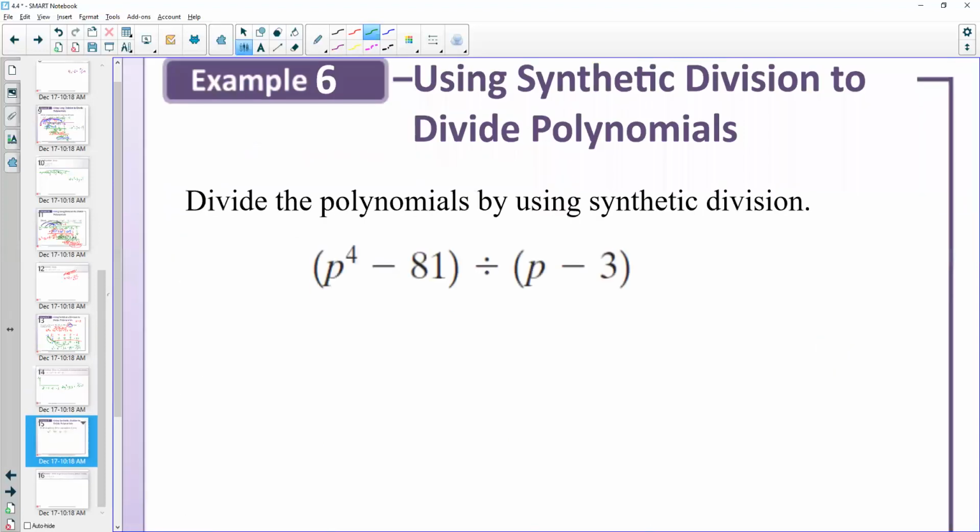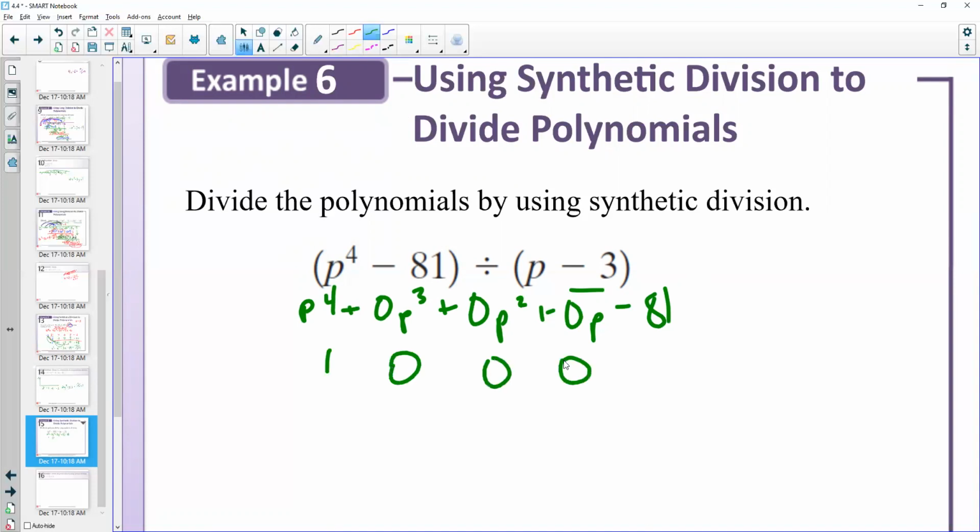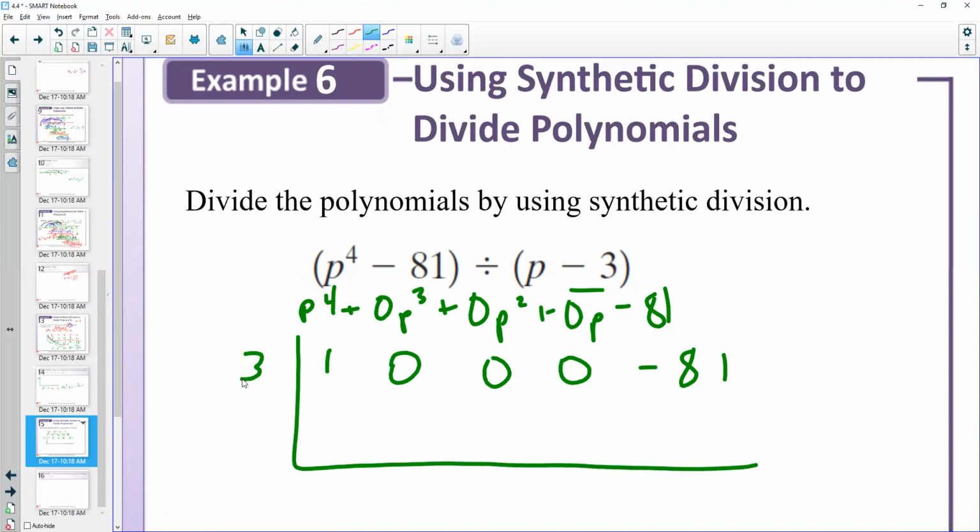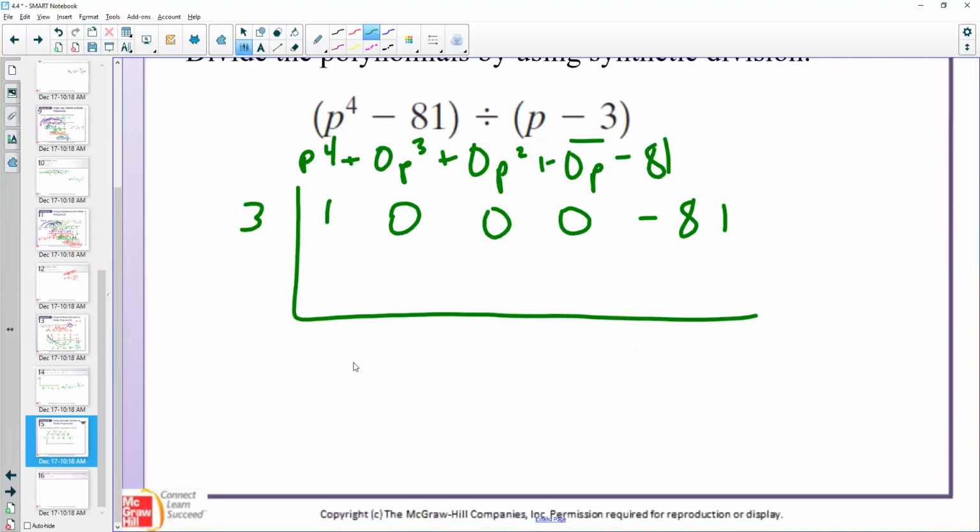This one's a little strange. So I can use synthetic division because of the way it's set up, but I need standard form. So this is p to the 4th plus 0 p to the 3rd plus 0 p squared plus 0 p minus 81. So my synthetic division is going to be 1, 0, 0, 0, minus 81. Draw my box. It's going to be a positive 3. I use the opposite sign. I'm going to draw my 1 down, and then I'm going to start.